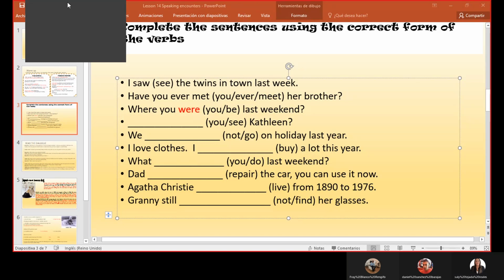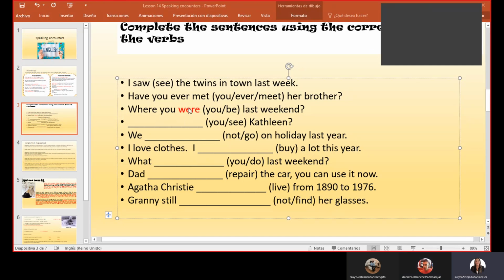Daniel? Yes, teacher. Okay. Yes, the mistake was here because you say was, and remember that when you use the second person, you have to put were and not was. Okay, teacher, excuse me. Don't worry.